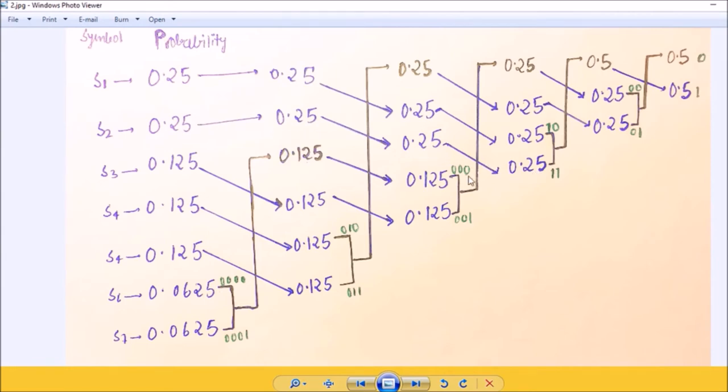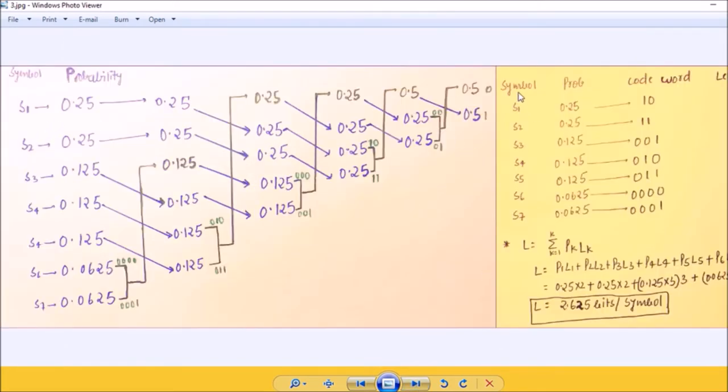Okay, now we come to this one. See my mouse cursor, how I am going. Here 000, see how I am going. This one 000. Right, 000 000 and again 0 and 1. This 0 and 1, 000 000 and this 0 and 1 from here. Now see how to write the code word and code length.